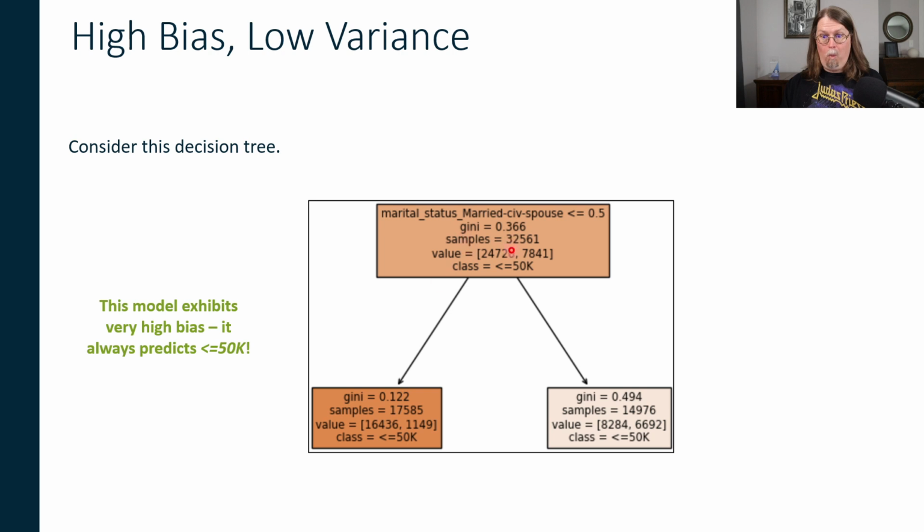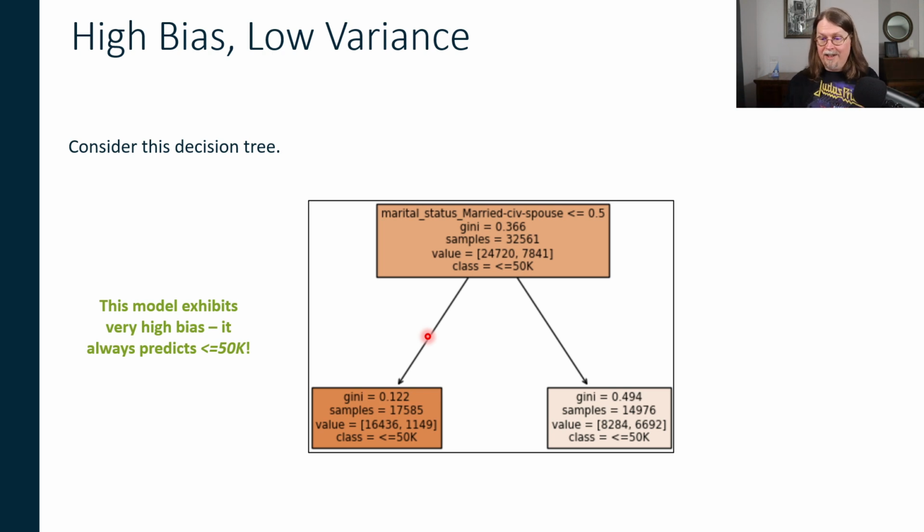I mean, why even have a decision tree, right? Why even have this root node? This model is completely biased. It always says, I don't care. I don't care how old you are. I don't care how much education you have. I don't care about how many hours a week you work, your gender, your racial designation, anything you can think of. It doesn't matter. I don't care. Everyone makes less than or equal to 50K. I mean, how can you get more biased than that?